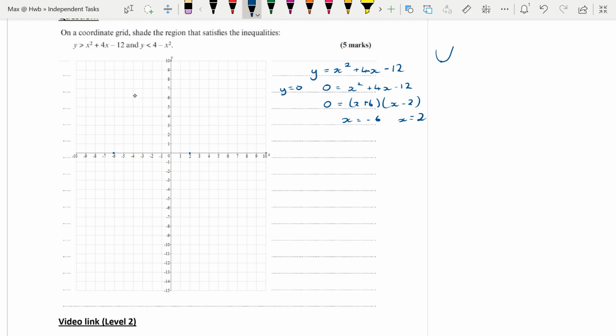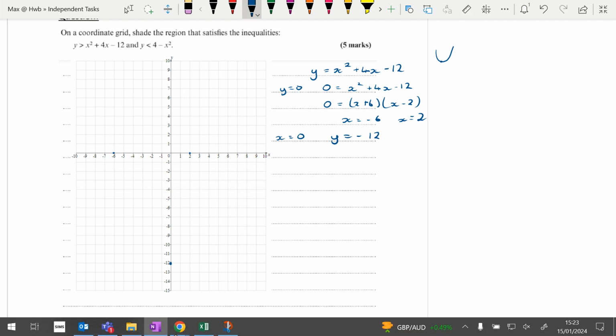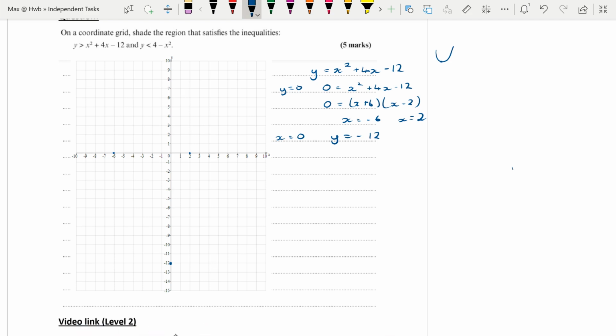Now the next thing I'm going to do is ask what happens when x is 0, so what happens on the y-axis? If I sub in x is 0, I get y is minus 12. So it's going to cross the y-axis all the way down here. What's important is that because of symmetry, we should have our minimum, the bottom of my curve, halfway between where it crosses my x-axis. So it should have an x value of minus 2.